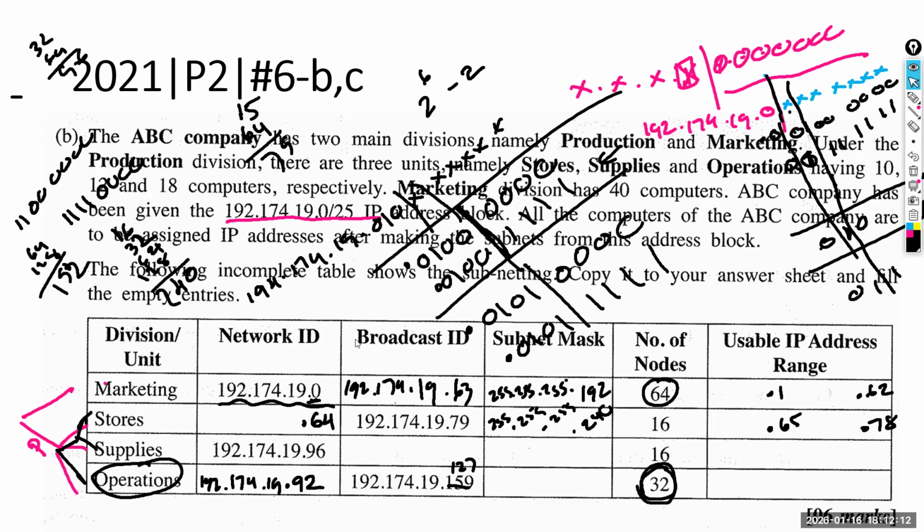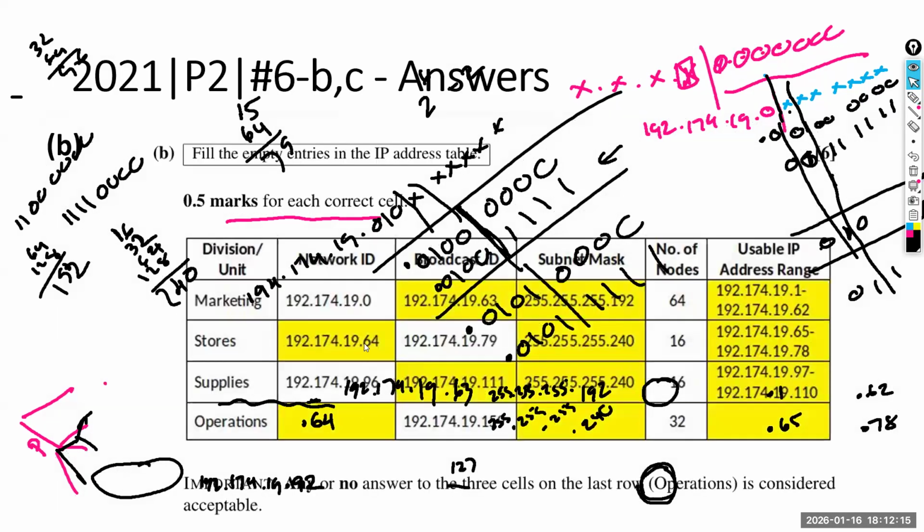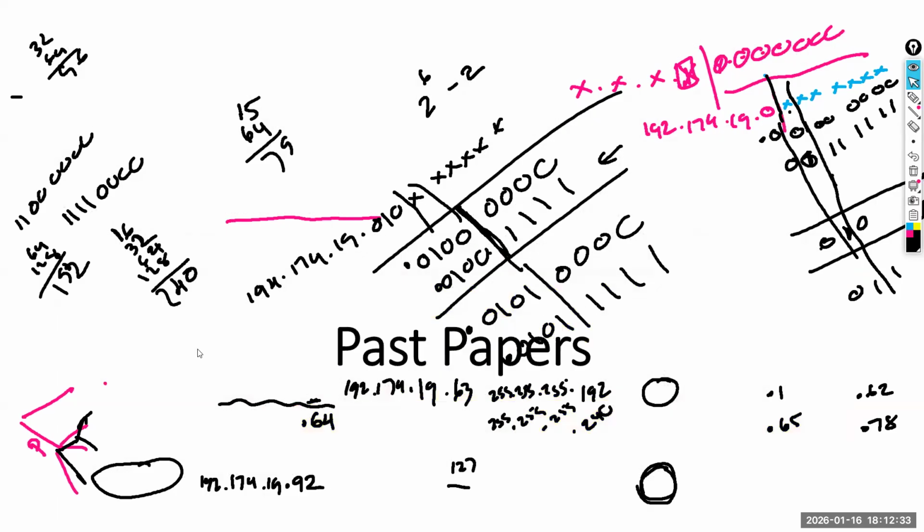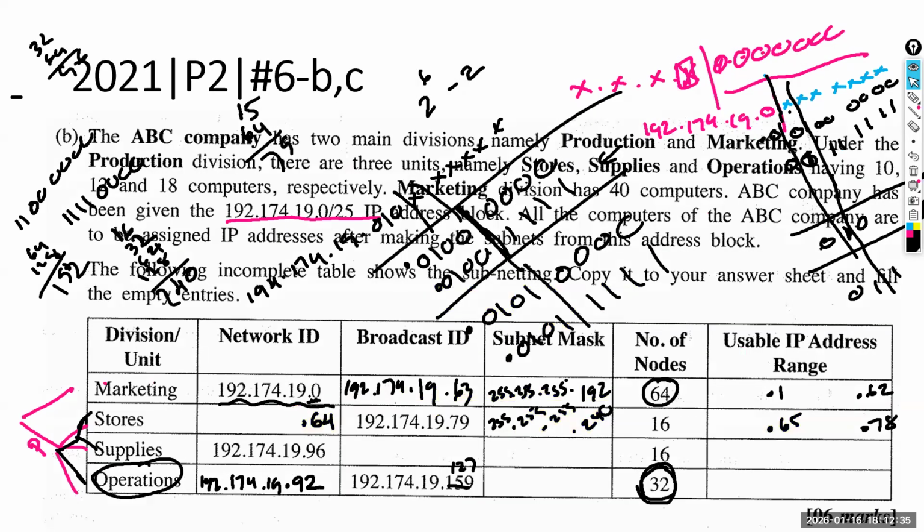Let's double check. Yes, 64, right? 79. Okay. 79 is given. This is 240, correct? 255, 255 is 240. And usable addresses must be 65 to 78. Yes, 65 to 78. Correct. Okay. Right. So now we can fill this one.